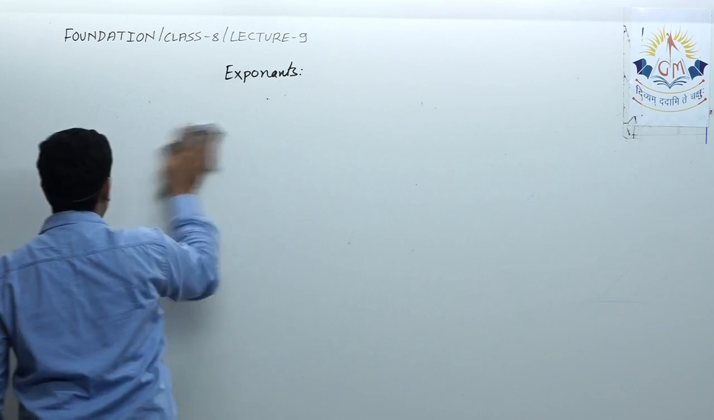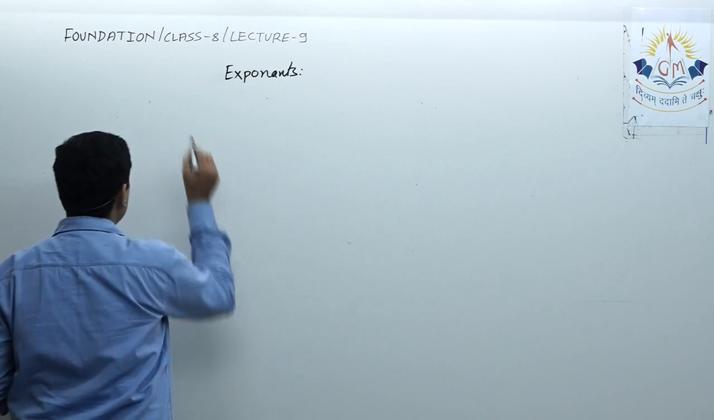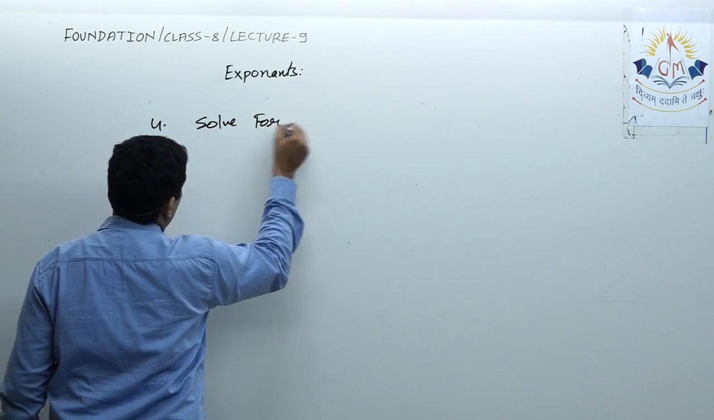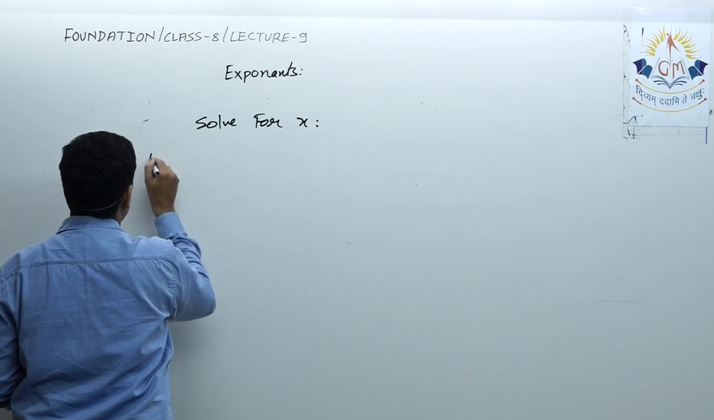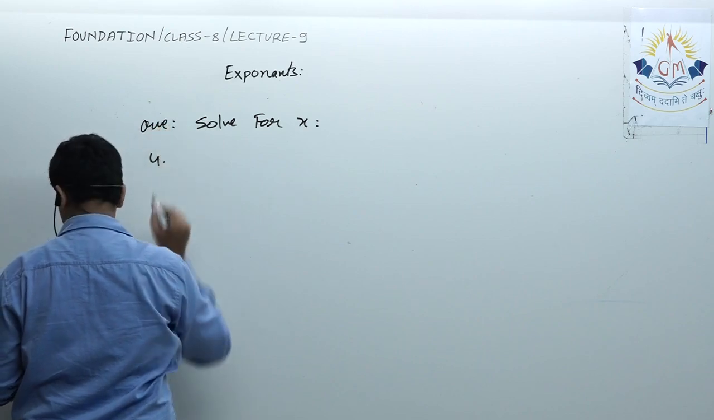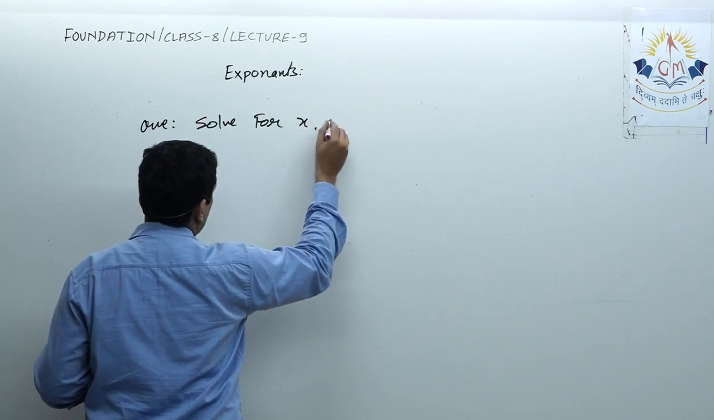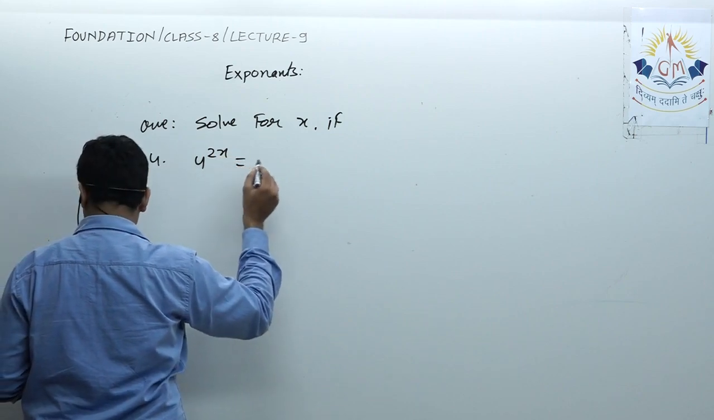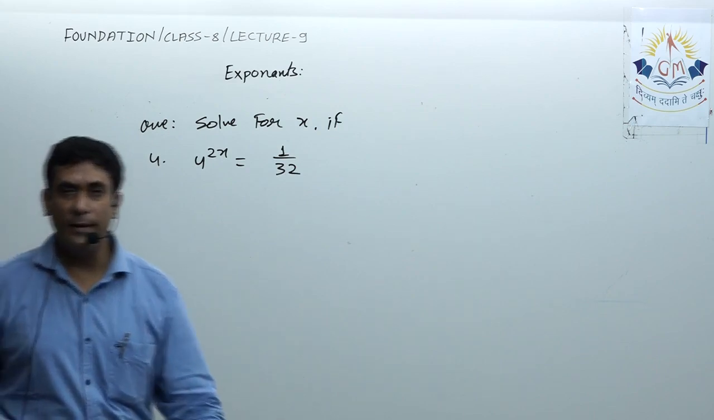Now we'll see some different variety of question. So next question is question number 4. Solve for x. Now there is a different type of question. Solve for x if 4 raised to 2x is equal to 1 upon 32. Solve for x, that means you have to find the value of x.